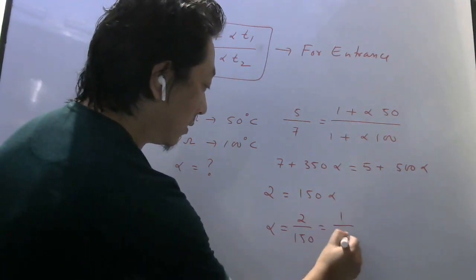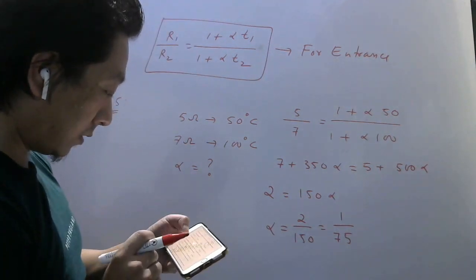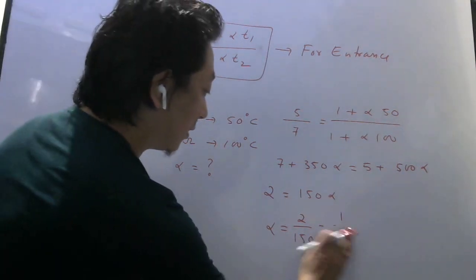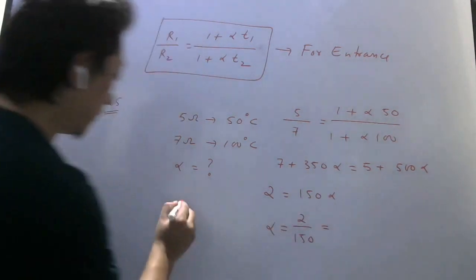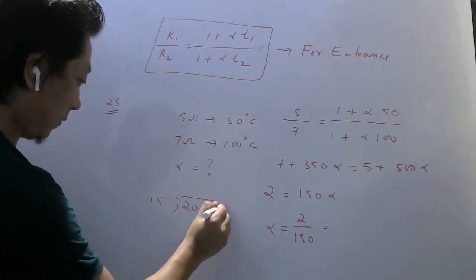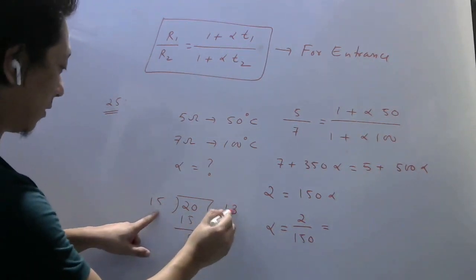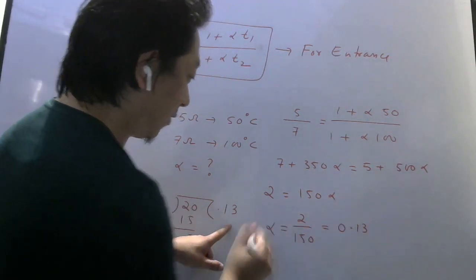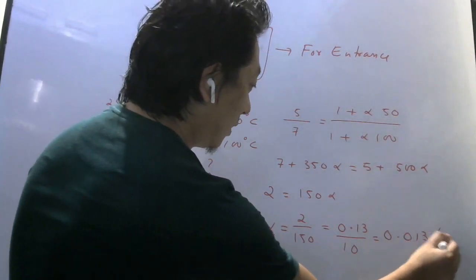So 1 by 75. In what way have they given the answer? They want it in terms of a decimal number. So let us write this as 2 by 150 only, so 2 by 15 divided by 10. If you calculate 2 by 15, you will get 0.13. So the answer is 0.013 per degree Celsius.